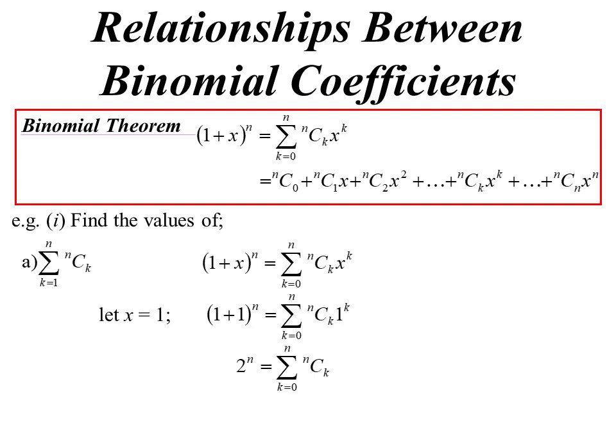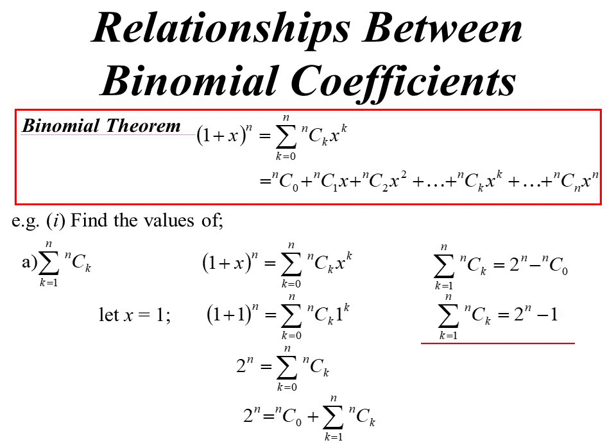Well, it's now just a matter then of taking that k equals 0 term out of the sum. That'll leave me with 1 to n. Subtract that from the other side, and NC0 is of course 1, and we have our result. That's what this particular sum would be equal to.